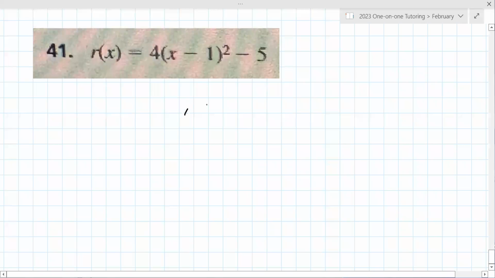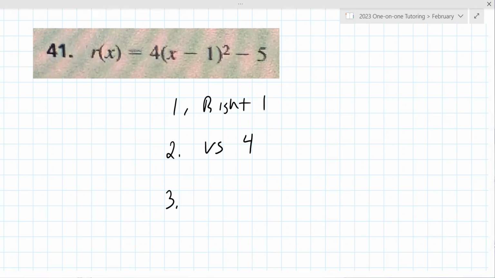So it moves to the right 1. Okay, that's correct. Vertical stretch by a factor of 4. It moves up 5. It's a minus though, so it moves down 5. It's 5, not the opposite.